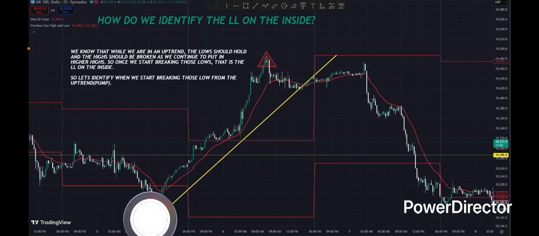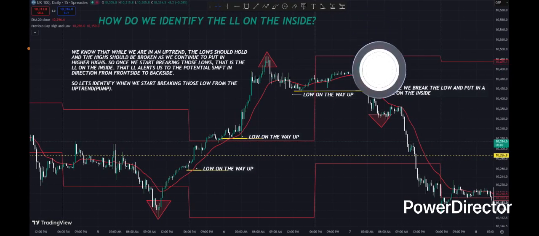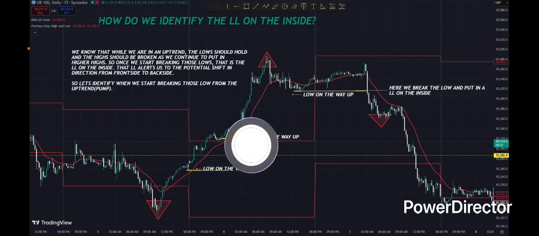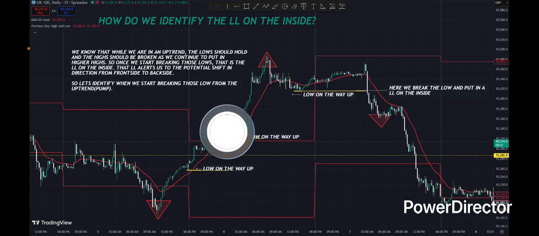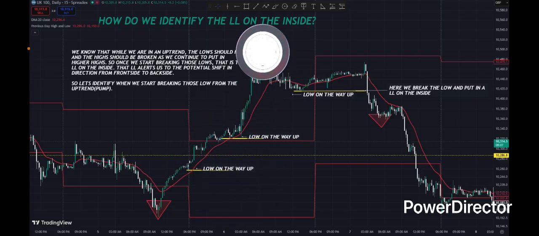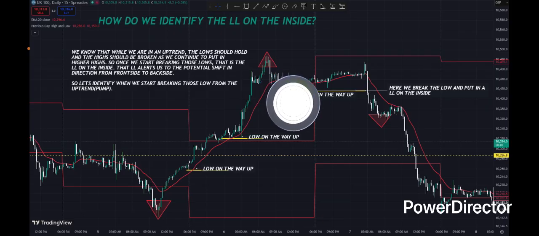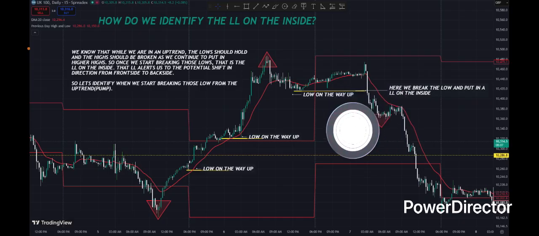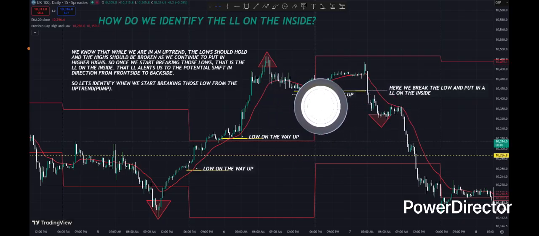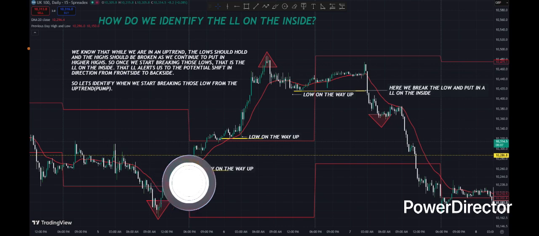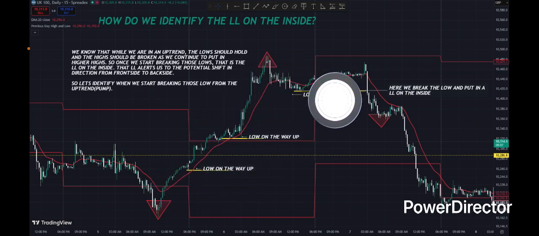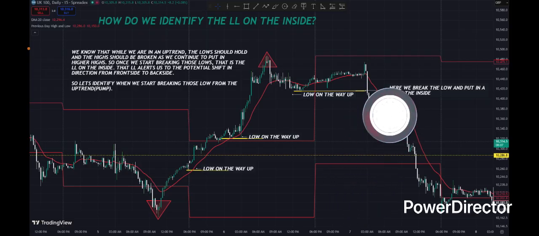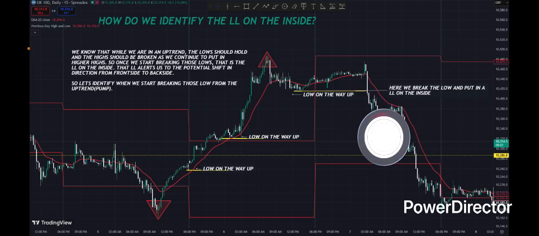So here's our peak formation low, and we're pumping up. You can see we have this low that's put in place right here, and those lows hold. We don't come down and take out those lows. Then we come up here, we put in that peak formation, we get another low right here, and then all of a sudden, we break that low and put in a lower low on the inside. So in an uptrend, these lows should not be broken, but then all of a sudden, we break it. You get what I'm saying? So that's how you're identifying that lower low on the inside.